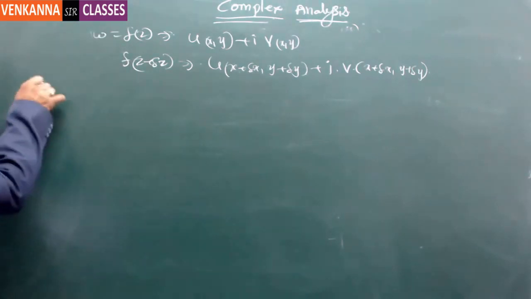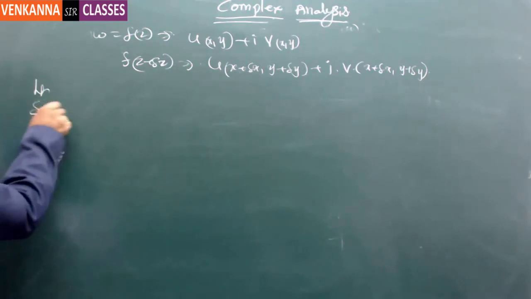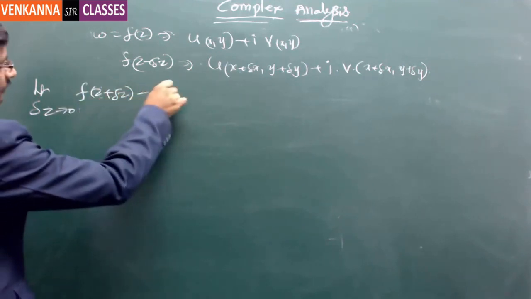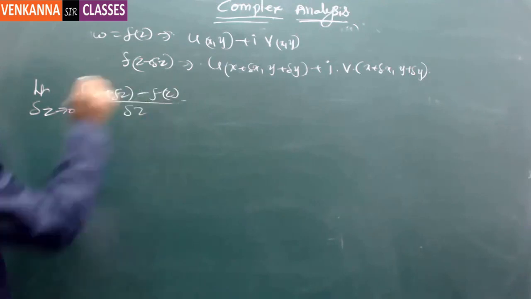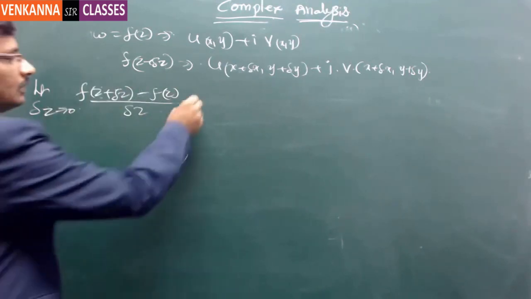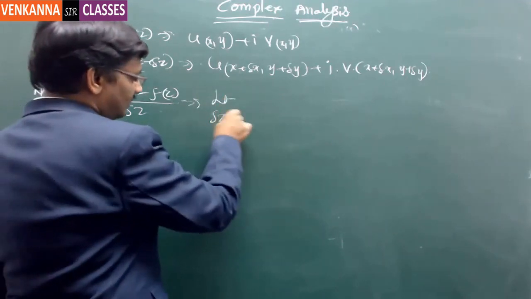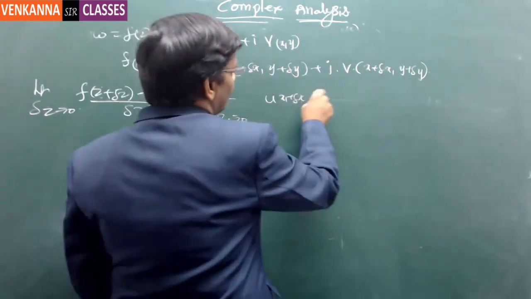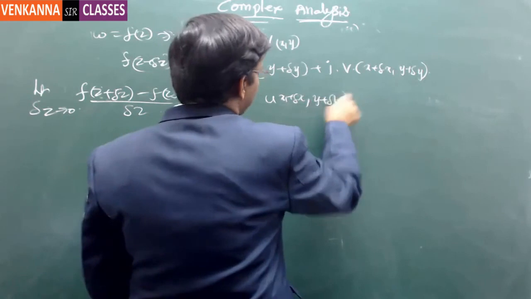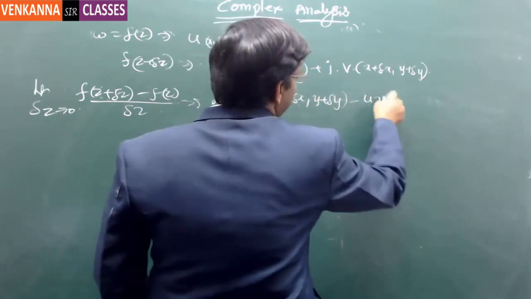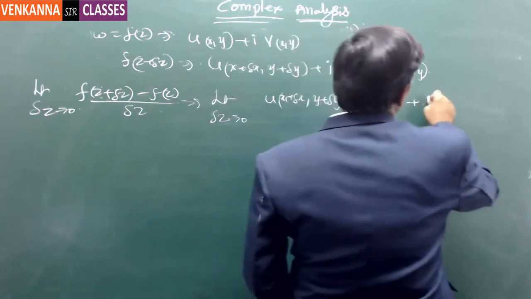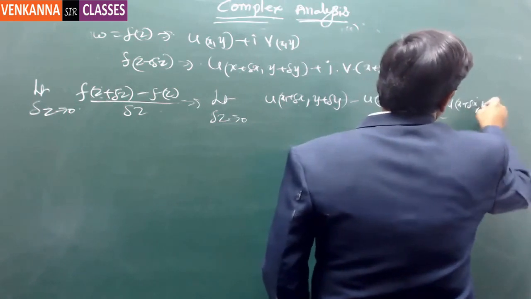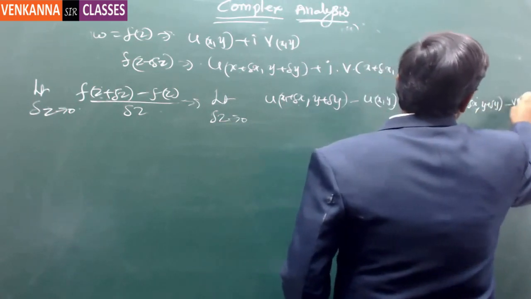Now you are trying to find out the limit delta z tending to 0, f of z plus delta z minus f of z divided by delta z. And this is the limit which we want to find out. So which essentially means that this is limit delta z tending to 0, where f of z plus delta z is nothing but u of x plus delta x, y plus delta y minus u of x comma y, plus i times v of x plus delta x comma y plus delta y minus v of x comma y.